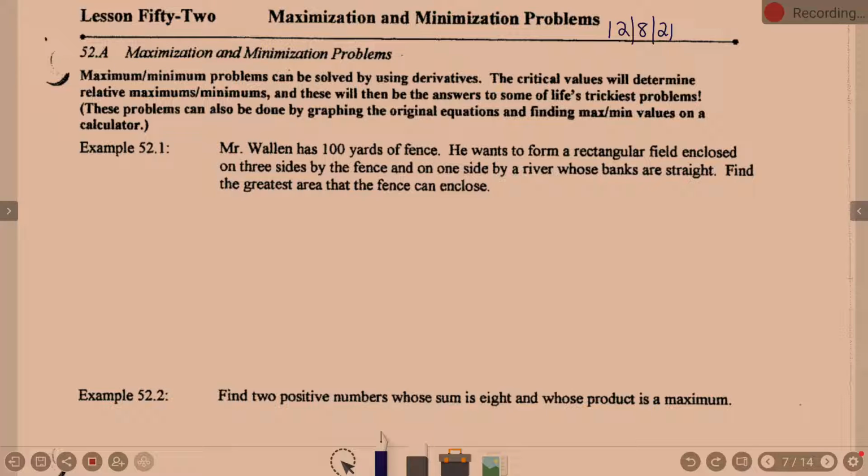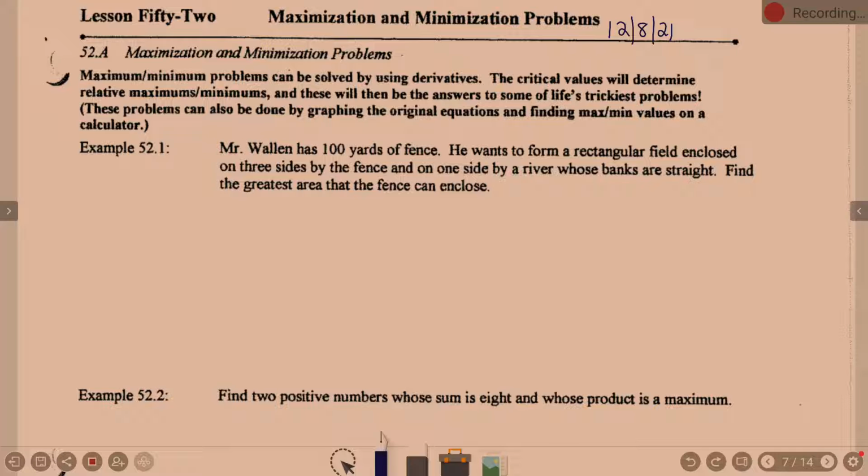But these problems can also be done by graphing the original equation and finding the maximum value on a calculator. This right here, like what we're getting ready to do, would be more of a non-calculator problem on AP. Because yes, you could look at it on a calculator, but the way we're going to do it, we wouldn't need a calculator.